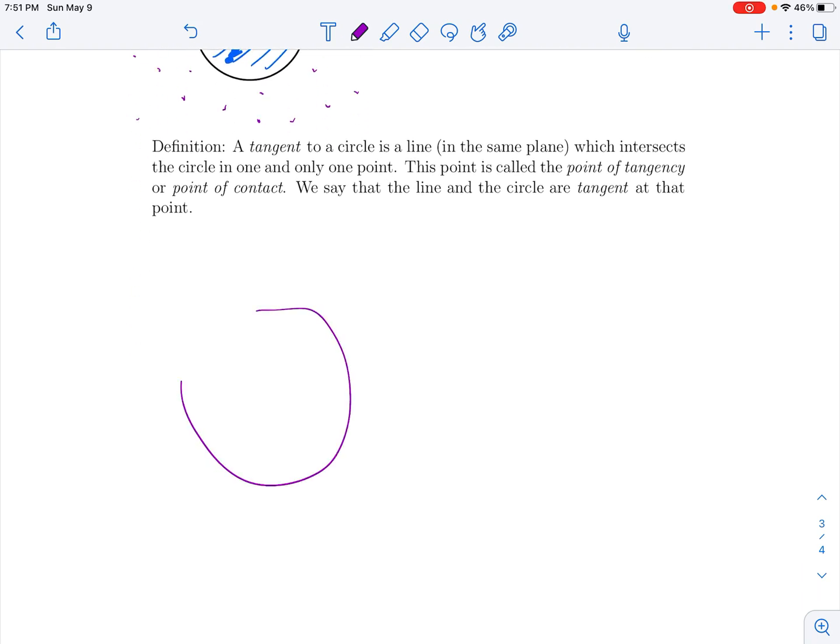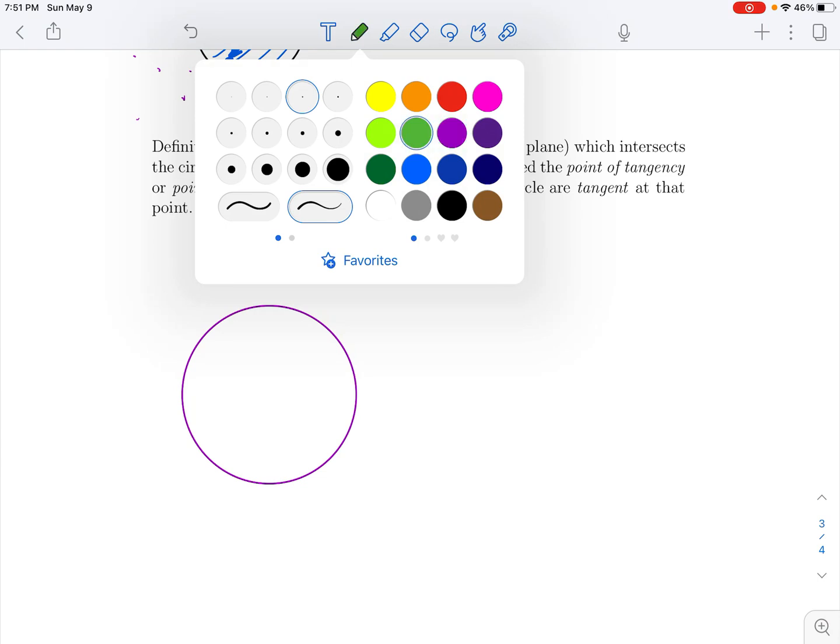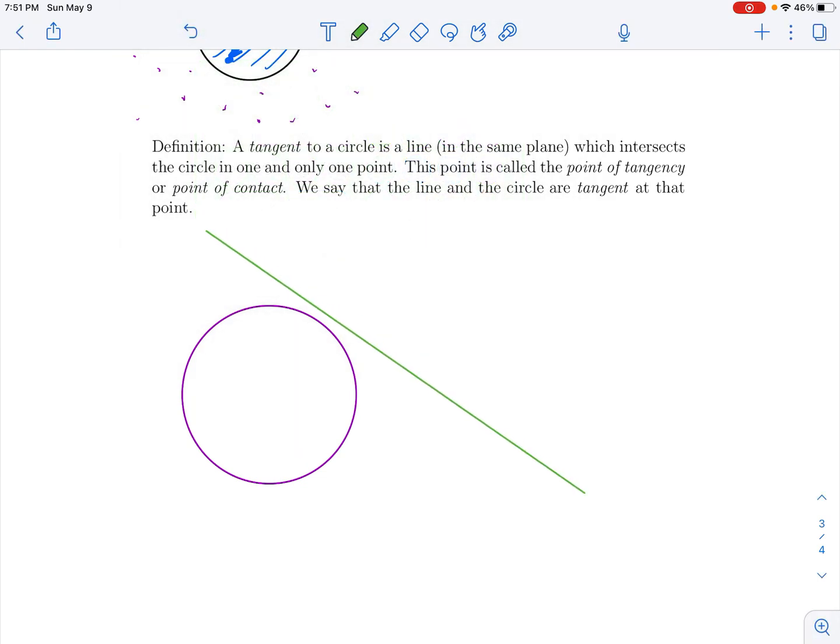Now our definition of the tangent of a circle is a line in the plane of the circle that intersects in just one point. So something like so. If I position this just so, there is just one point of intersection, and we call that the point of tangency. The line is not crossing through the circle, it's simply touching.